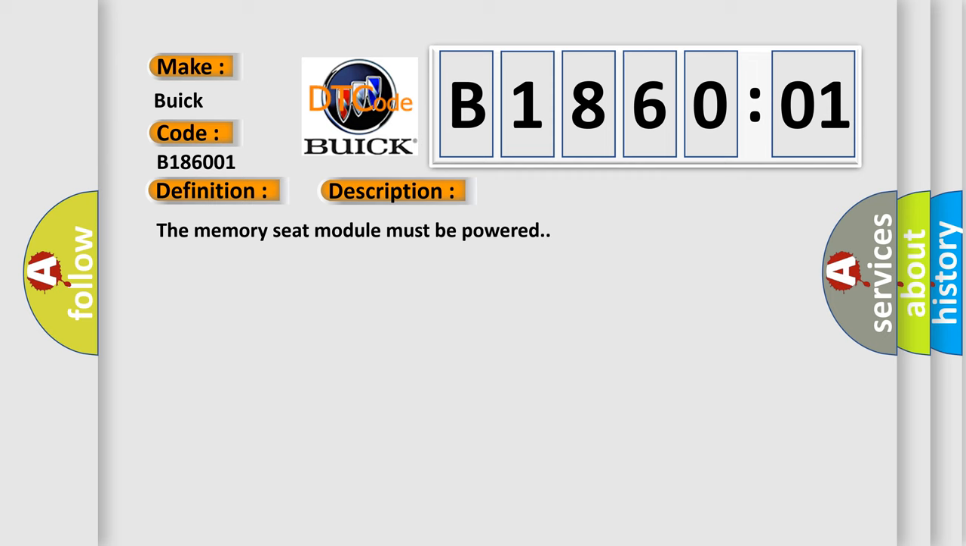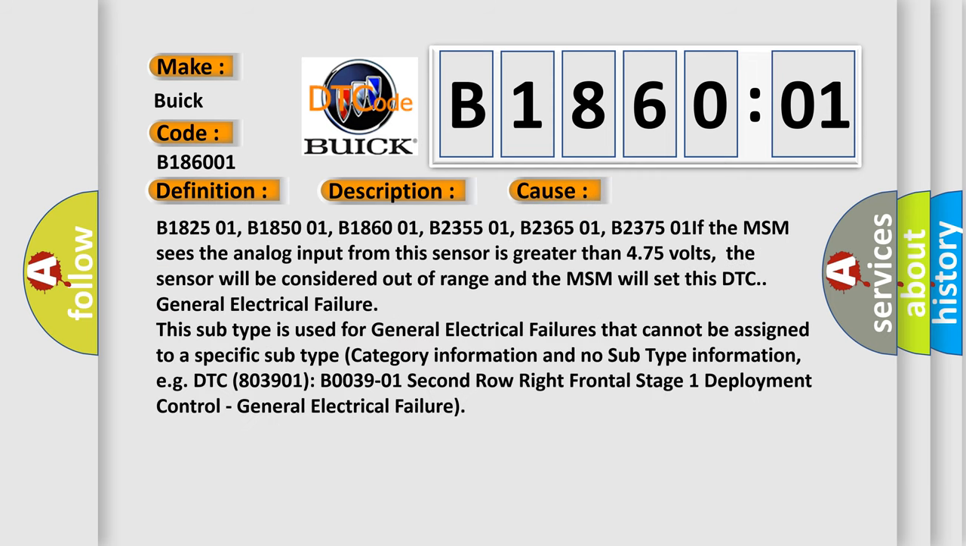This diagnostic error occurs most often in these cases: B1825-01, B1850-01, B1860-01, B2355-01, B2365-01, B2375-01. If the MSM sees the analog input from this sensor is greater than 4.75 volts, the sensor will be considered out of range and the MSM will set this DTC, general electrical failure.